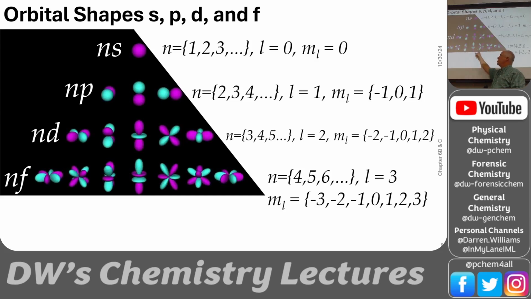Each one of these orbitals can contain 2 electrons. And so in the F subshell, we have 14 electrons possible. In the D, we have 10. In the P, we have 6. And in the S, we have 2. And so that's going to be super important today, because we're going to fill all of these different orbitals with electrons and calculate the electron configuration for all the atoms in the periodic table.